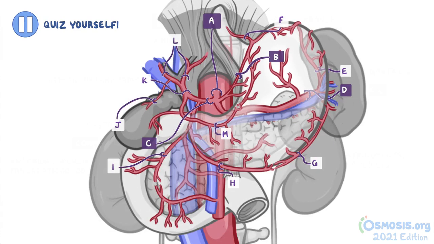Let's take a quick break and try to identify the main branches of the celiac trunk, as well as the regions that they supply.